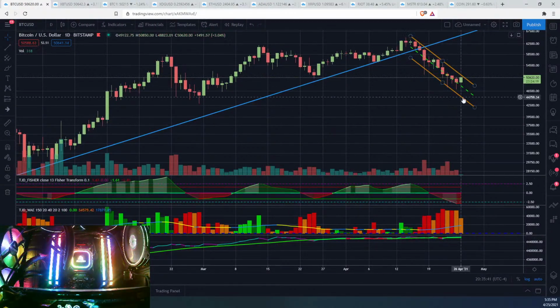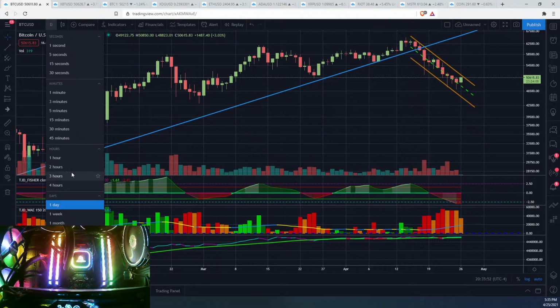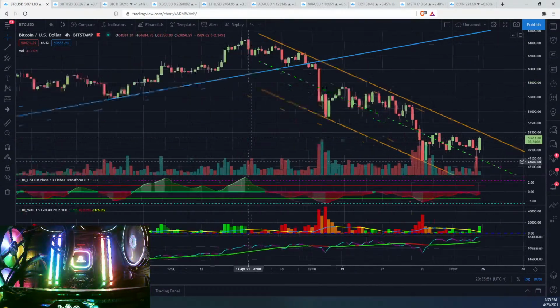So it's not unrealistic to think that we're going to break out of this little descending channel that we're in, move back up and retest the high. But as far as I'm concerned right now, this is our triple bearish divergence playing out. So it's just a matter of how far it's going to play out.